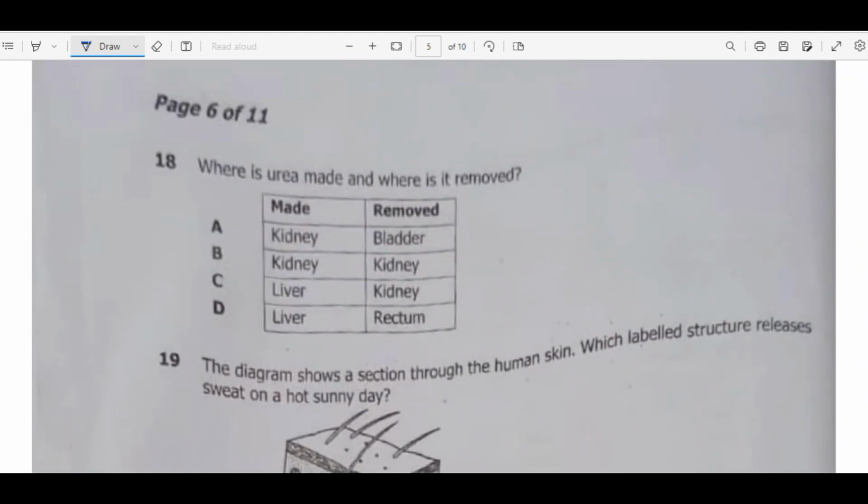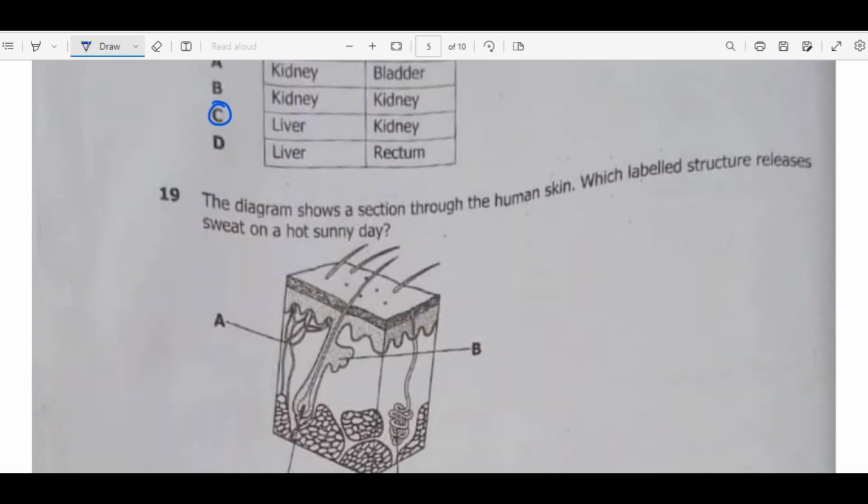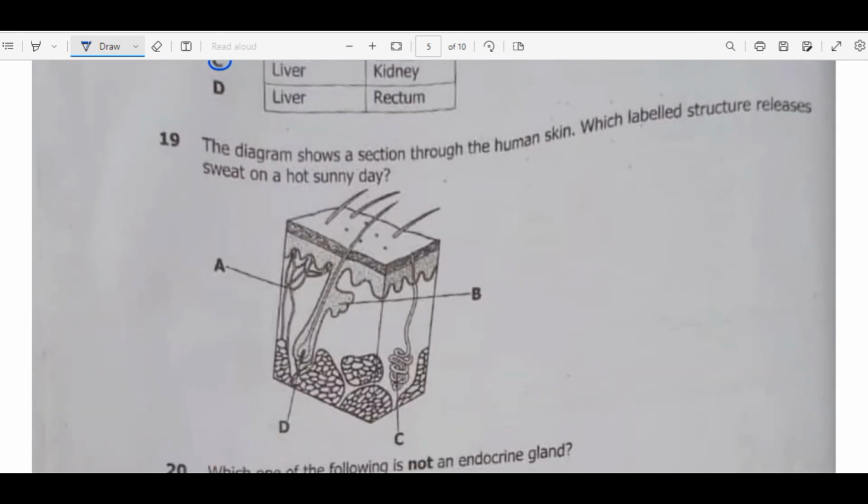We have question 18. Where is urea made and where is it removed? So urea is made in the liver, removed by the kidney during urine formation. So the answer is C. 19. The diagram shows a section through the human skin. Which labeled structure releases sweat on a hot Sunday? So here we are trying to find the sweat gland. So the sweat gland is just C here.